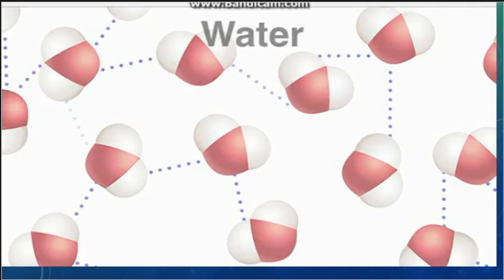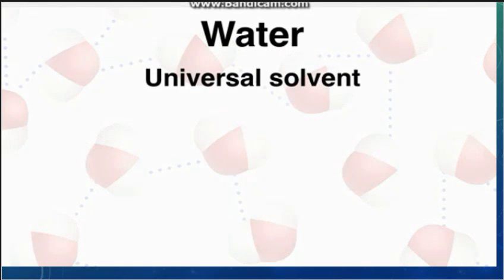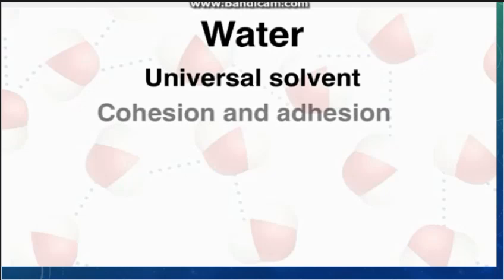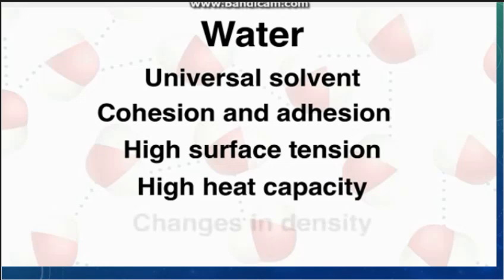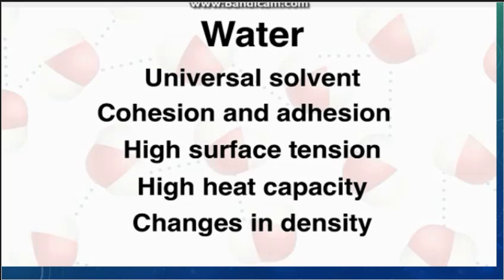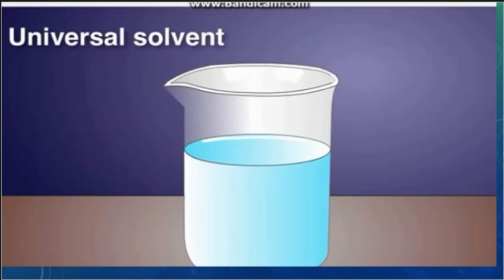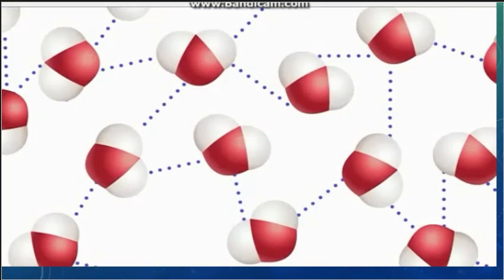These include the ability to act as a universal solvent, the properties of cohesion and adhesion, a high surface tension, a high heat capacity, and changes in density based on temperature. Let's take a look at each of these in turn. Water is often called the universal solvent, which means that many substances dissolve in it. Water's solvency has to do with the polarity and hydrogen bonding ability of water molecules.